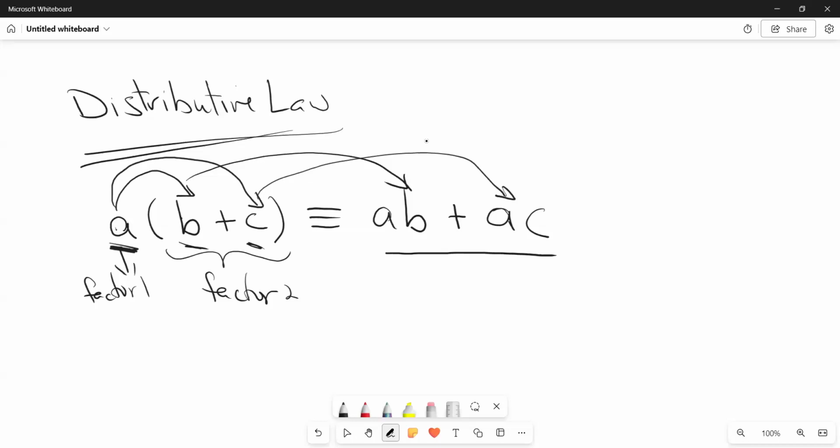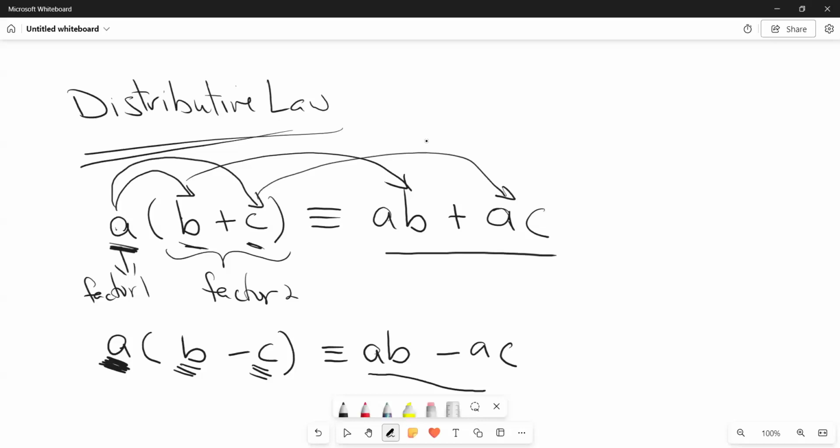It could work also if you have subtraction in the bracket. A bracket B minus C is equivalent to AB minus AC. You are multiplying what's in front here, the first factor, by the 2 expressions or terms in the second factor. You're doing that here. Tell me if you follow that.